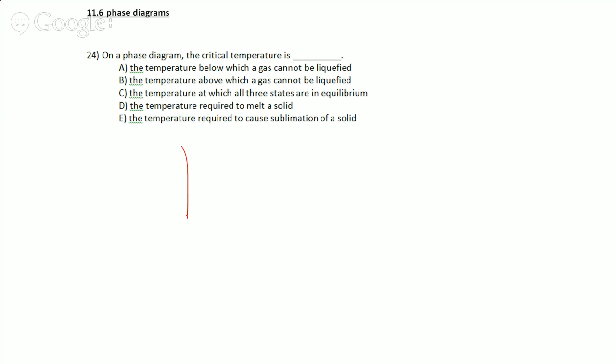So remember, phase diagrams kind of look like this weird thing going on, right? And what it looks like changes based on what you're looking at. But the critical temperature is basically right here. It doesn't matter what pressure you put it under, you're not going to be able to liquefy. That's the definition of the critical temperature. So it's the temperature above which a gas cannot be liquefied.